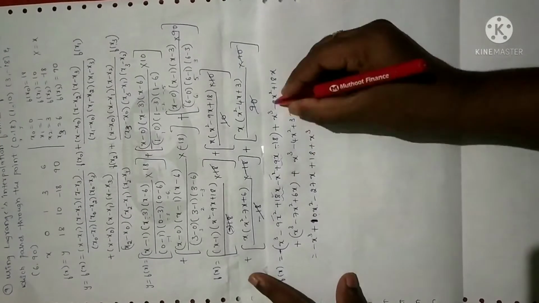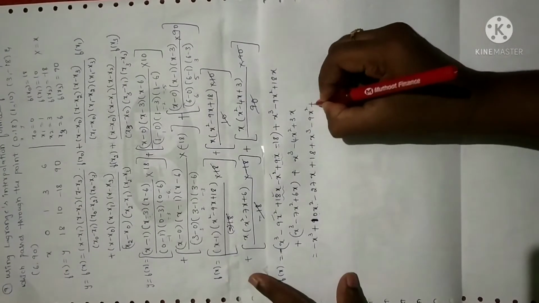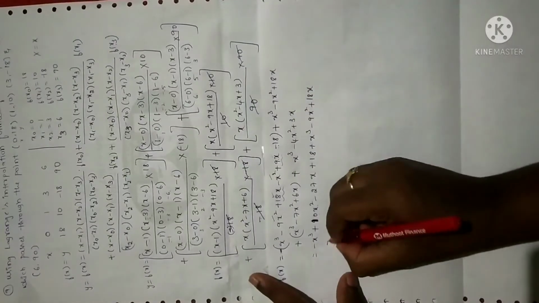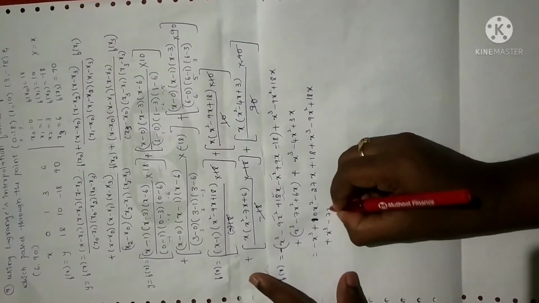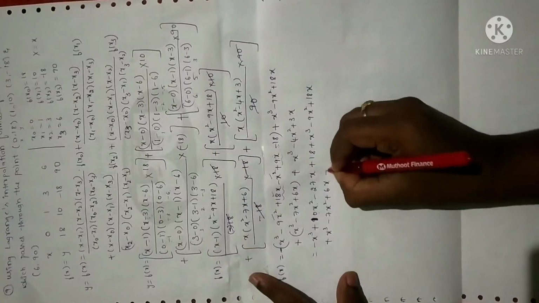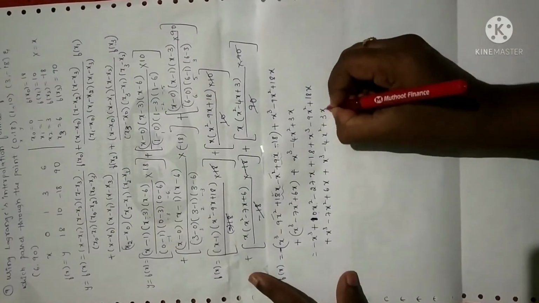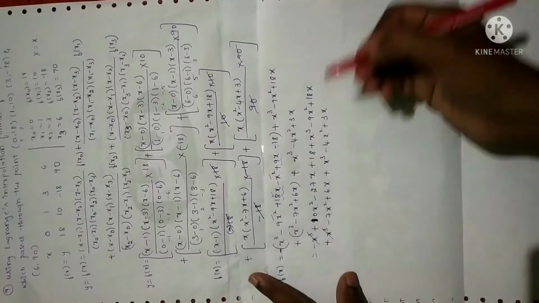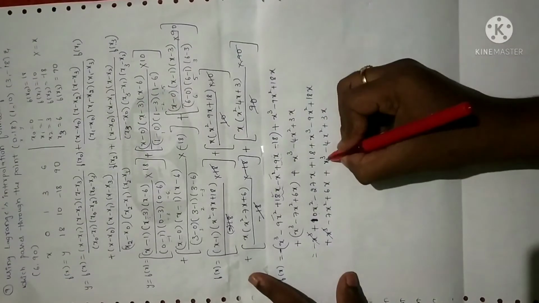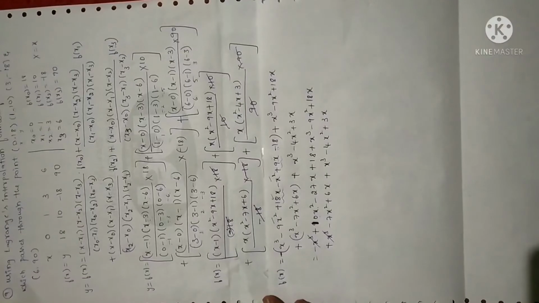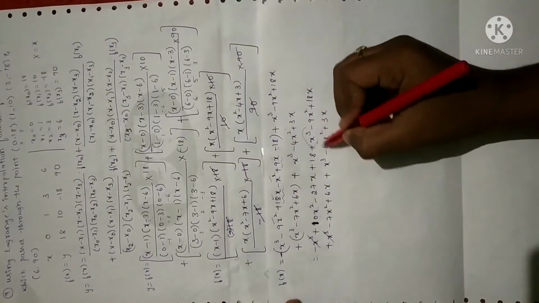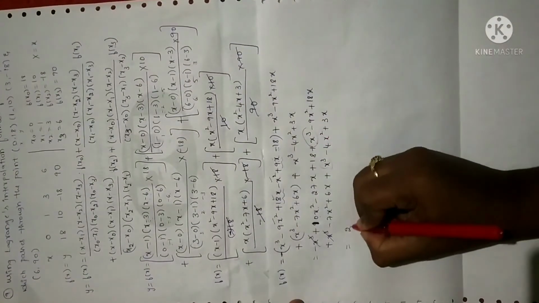Next plus x cube minus 9x square plus 18x. Next plus x cube minus 7x square plus 6x, plus x cube minus 4x square plus 3x. Now minus x cube plus x cube get cancelled. Next let me simplify further. Now how many x cubes are there? x cube plus x cube, so you will get 2x cube.